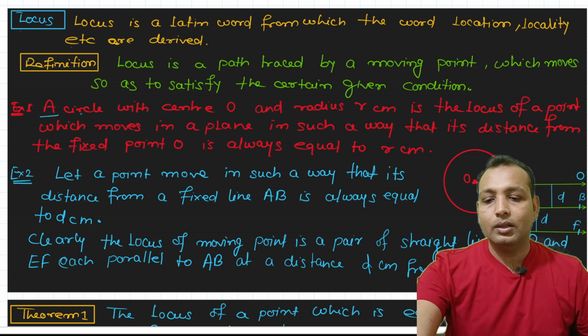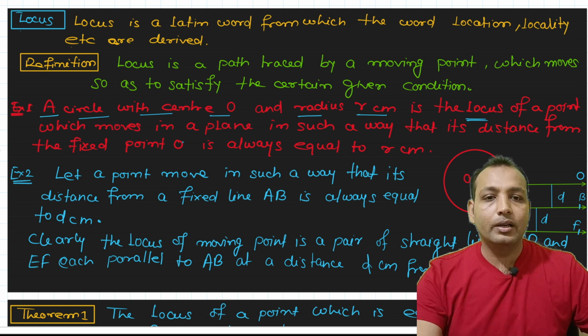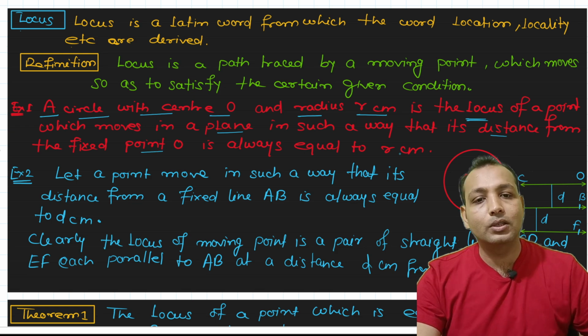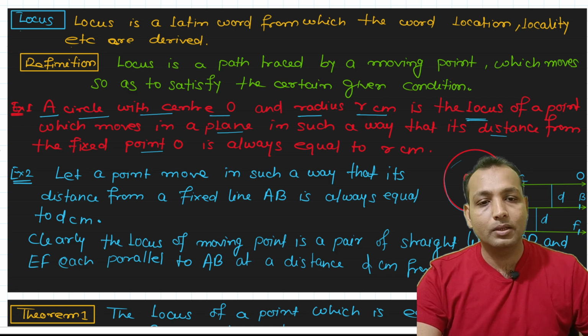Here it is written: the locus of a point which moves such that its distance from a fixed point O is always equal to r centimeter. So here you can say that this point is moving in a circular path, right? So this will be the locus of the point.